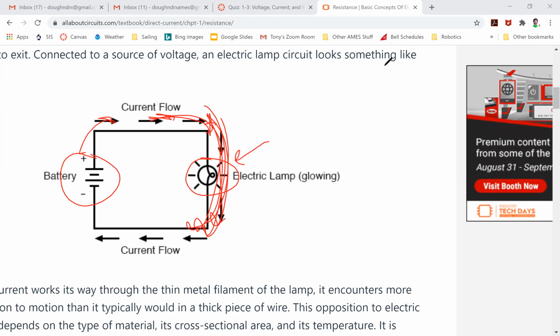But maybe I get a bigger, stronger electric lamp, and it's able to push back harder. So in that case, I'm still going to get a little bit of electricity flowing through it, but not as much.